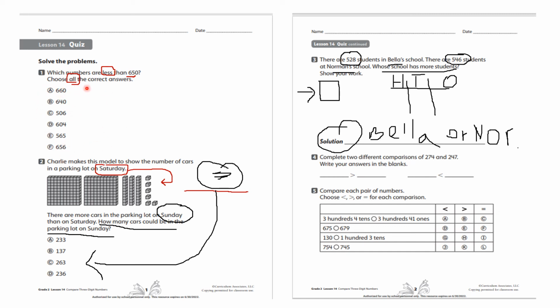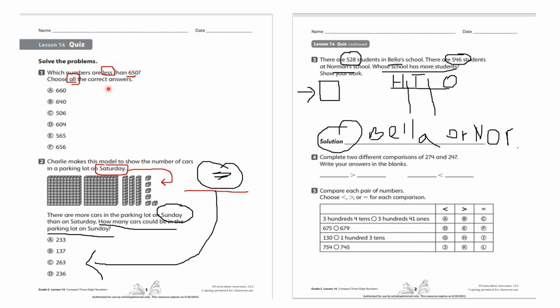It says choose all the correct answers. So I'm counting here a second. 5, 6, 7, 8, 9. So this test is going to be worth about 14 or 15 points.